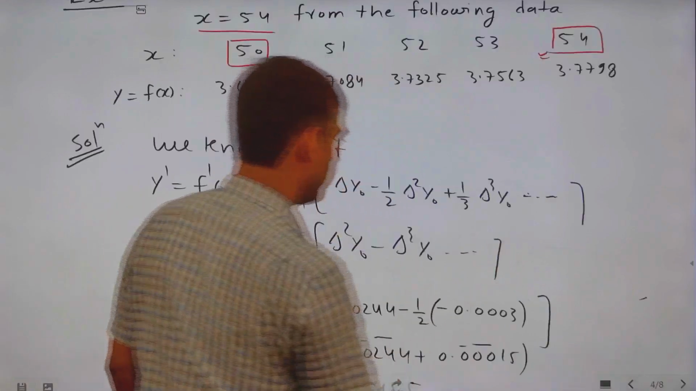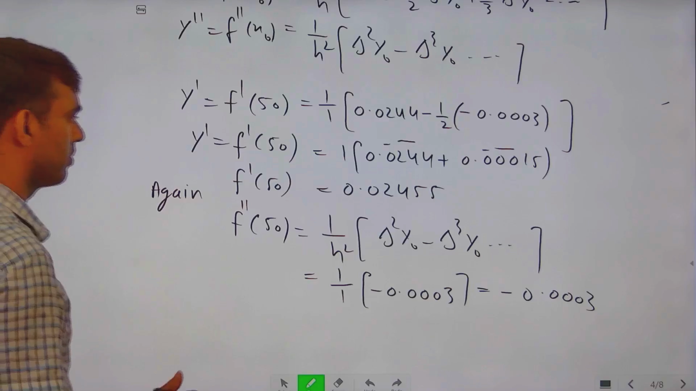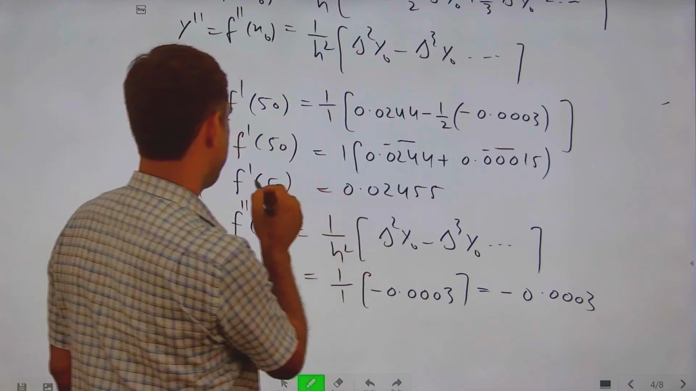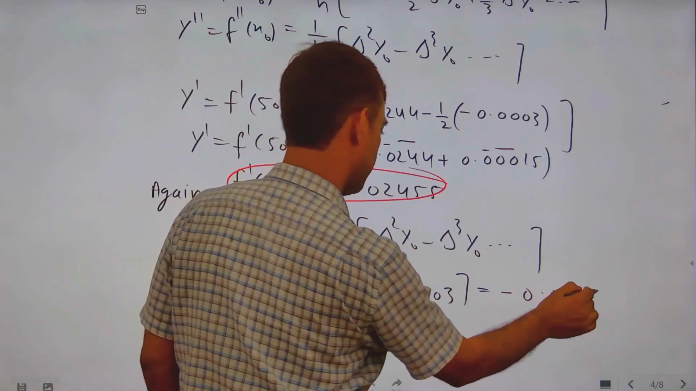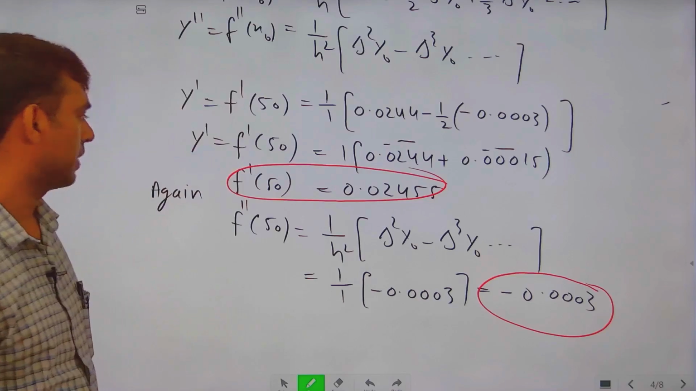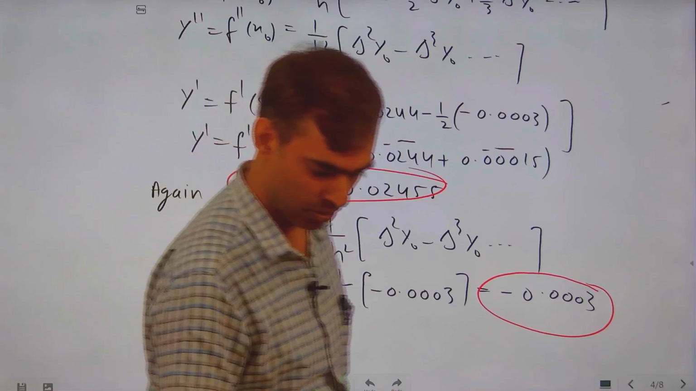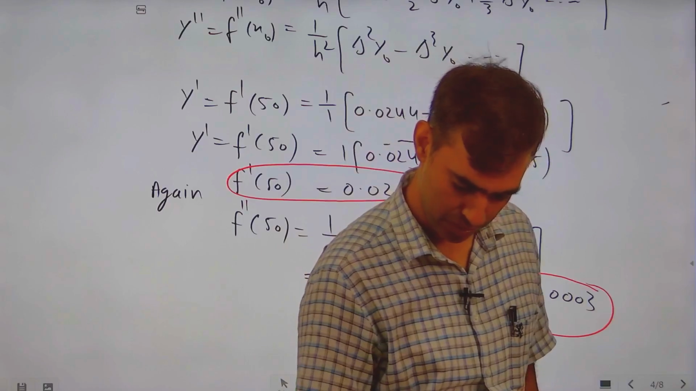And the first derivative at x equal to 50, this is the answer. And the second derivative at x equal to 50, this is the answer. Once we verify these results, this is the answer and this is the answer.